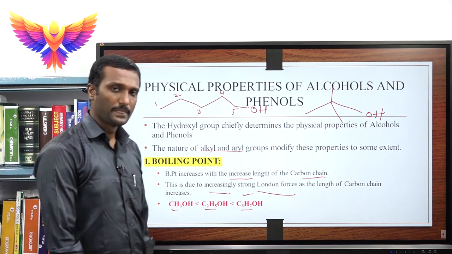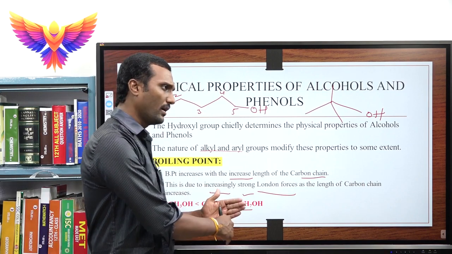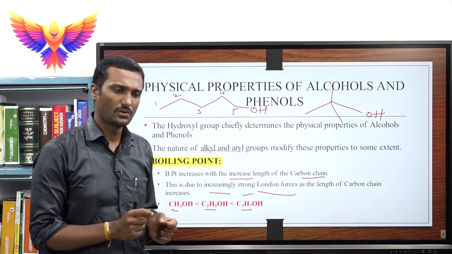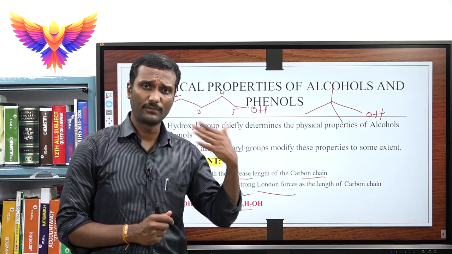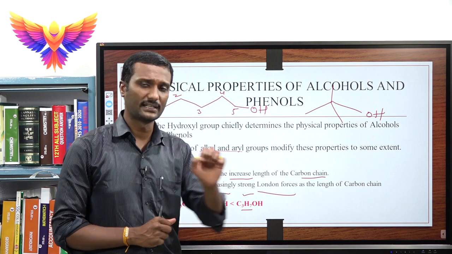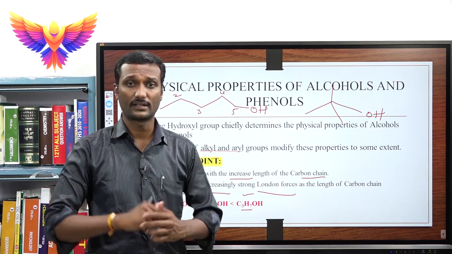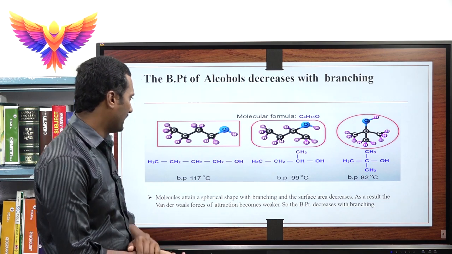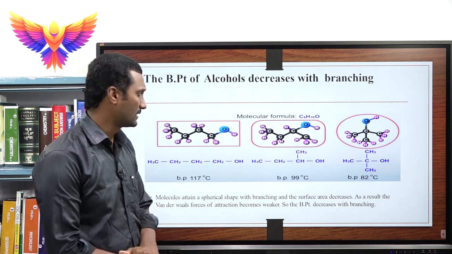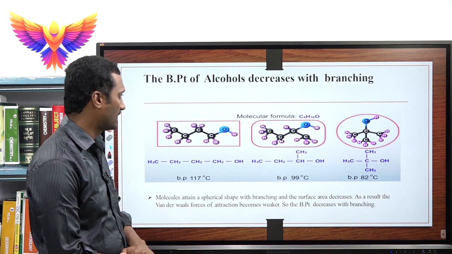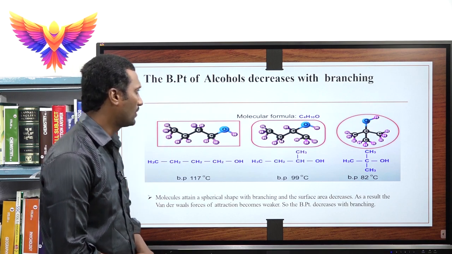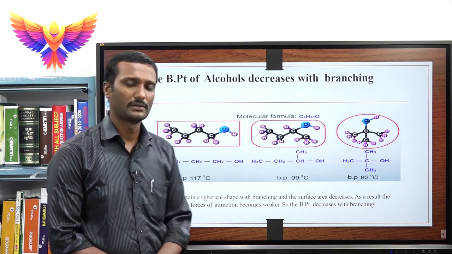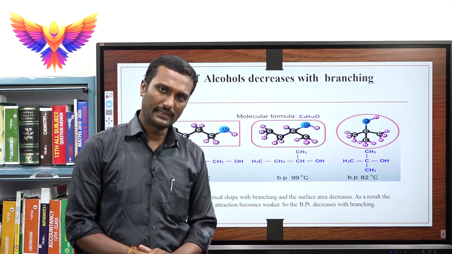Also, if you compare ether and alcohol, the alcohol has a higher boiling point, which means you should understand that alcohol will dissolve more easily in water compared to ether. Here you can observe I have taken butanol, C4H10O. The boiling point of alcohol decreases with branching because of the decrease in the van der Waals force, or the London force.